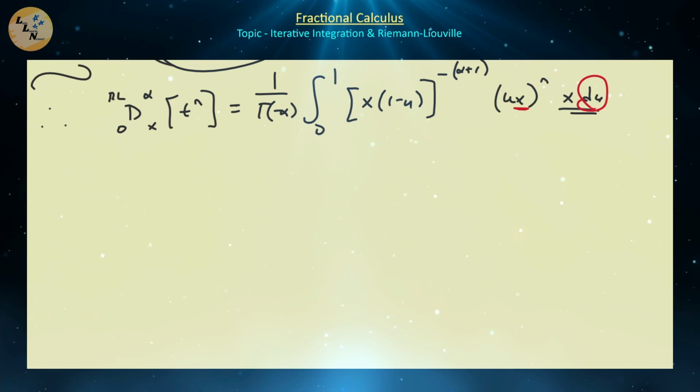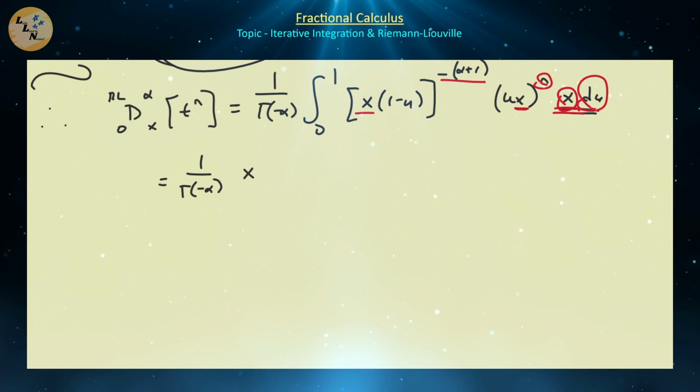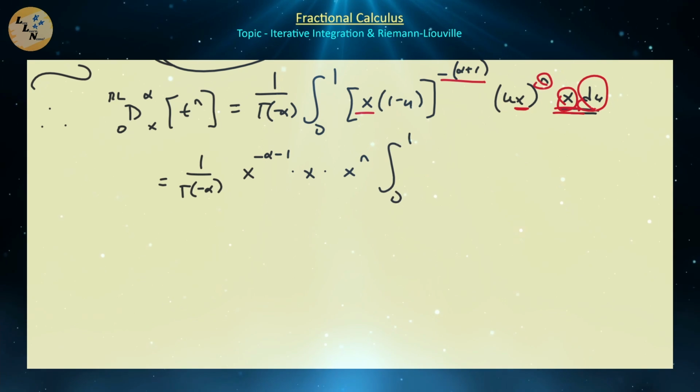We have an x to the power of n located there, and we have an x to the power of minus alpha minus 1, so we can factor those things out. Right? Oh, and we also have that lonely little x there at the very end. So once we pull all of that out, what will we get? We're going to have 1 over gamma of minus alpha, x to the minus alpha minus 1 times x to the power of n times the integral from 0 to 1 with everything that has u in it.